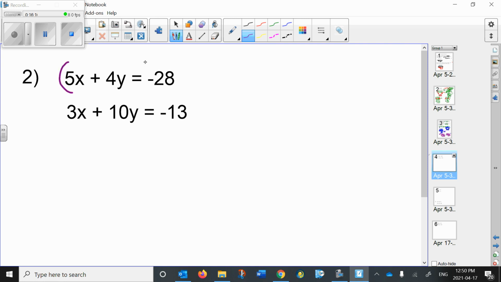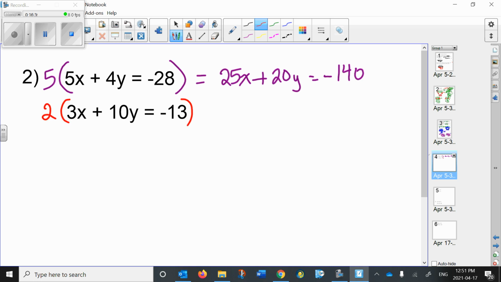I'm going to take this whole equation and I'm going to times it by 5. So then I'm going to get 25x plus 20y equals negative 140. I think that's what you get. Yes, negative 140. And then on the bottom, because I made this a 20, I got to make this a 20. So in order to do that, I have to times the whole thing by 2. And I'm going to get 6x plus 20y equals negative 13.